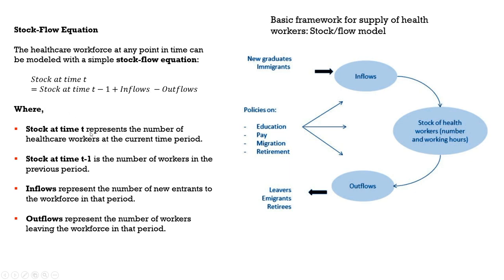So stock at time t represents the number of healthcare workers at the current time period. Time t minus 1 is workers in the previous period. Inflows represent the number of new entrants, and we have just discussed how we can come up with an estimate of the inflows. So they are the number of new entrants to the workforce in that period, and outflows represent the number of workers leaving the workforce in that period.